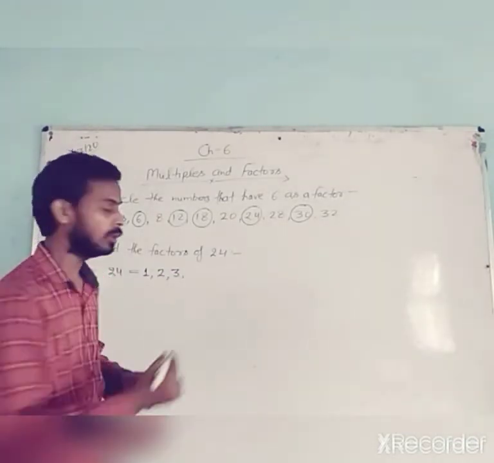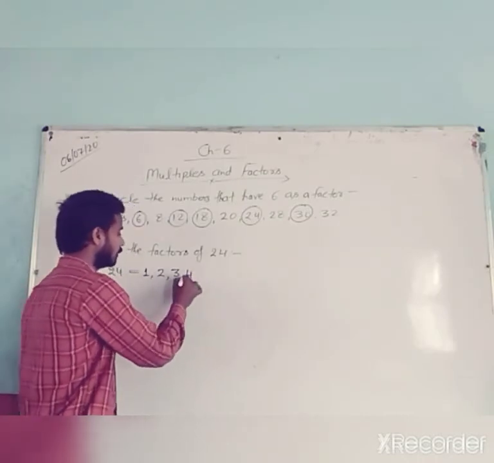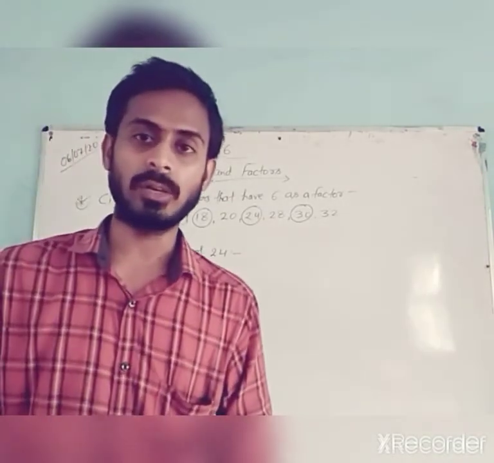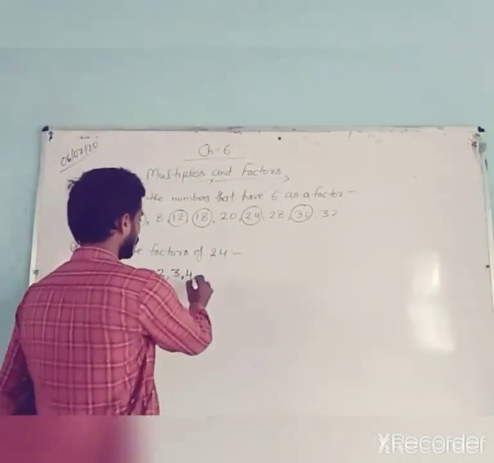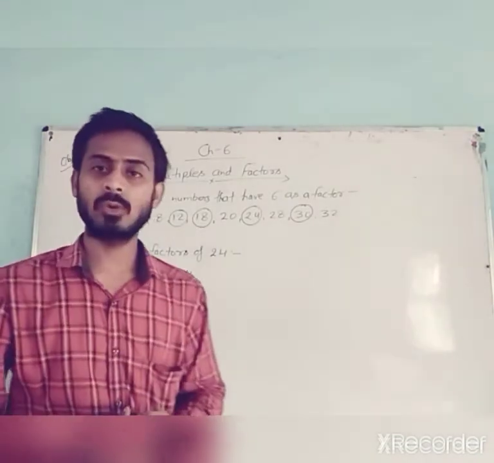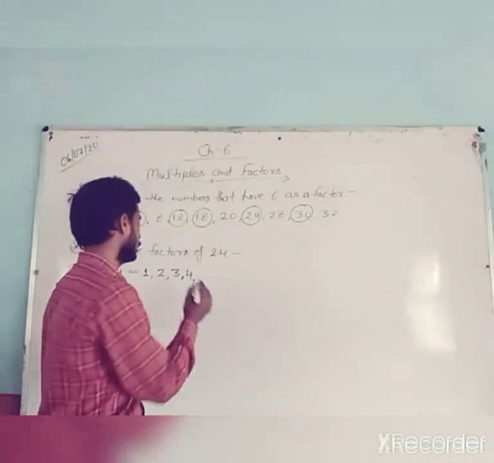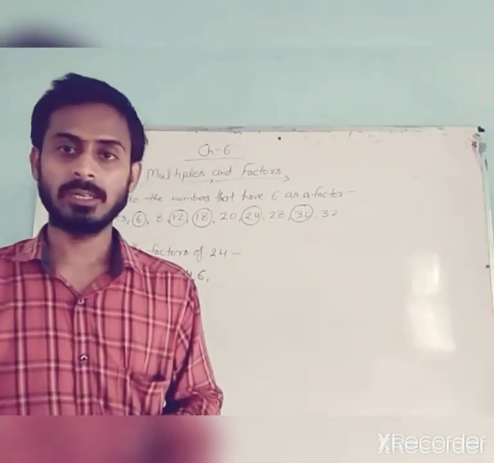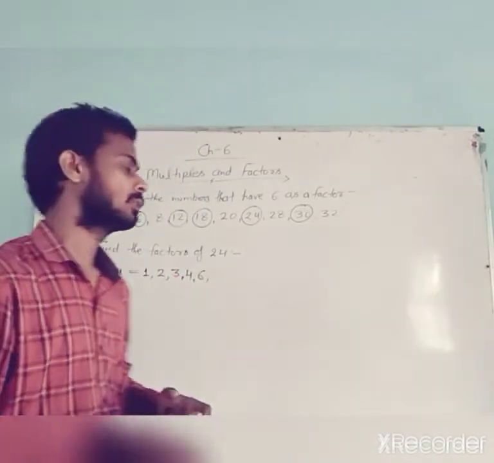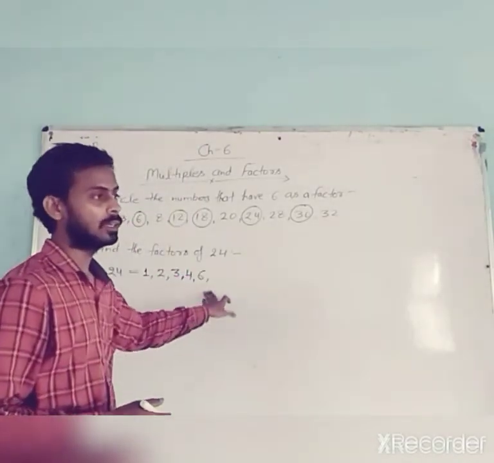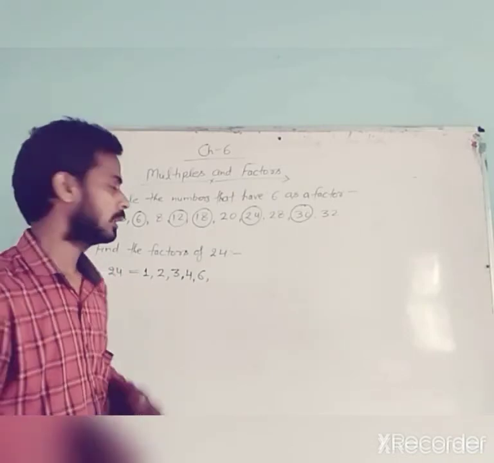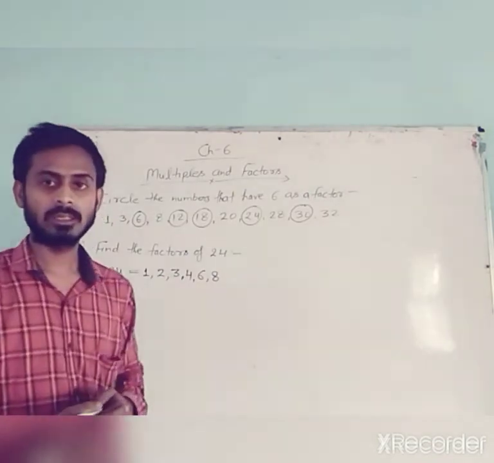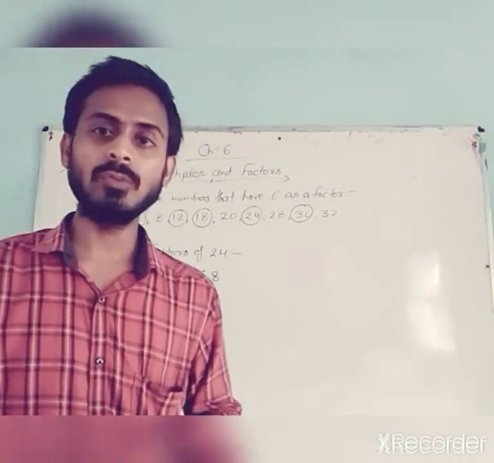4 6s are 24, so 4 is also a factor of 24. Next, 5 is not a factor of 24 because 5 5s are 25. Okay? Now the next number is 6: 6 4s are 24. Yes? So write here 6. Next number is 7: 7 4s are 28, 7 3s are 21. So 24 is not divisible by 7. So 7 is not a factor of 24. Next number is 8: 8 3s are 24. Clear? So 8 is a factor of 24.